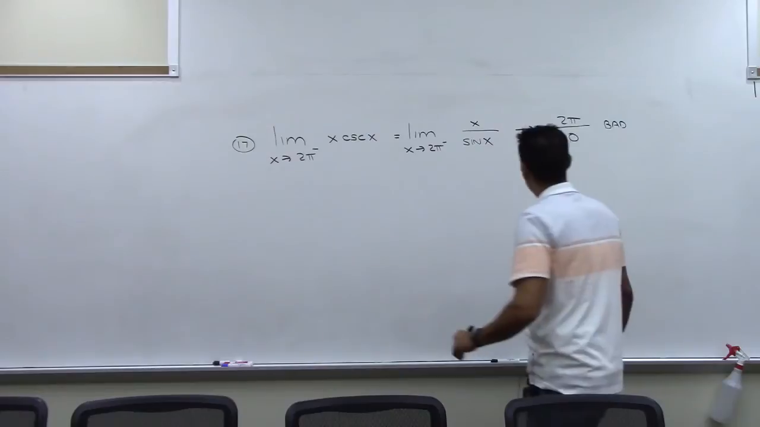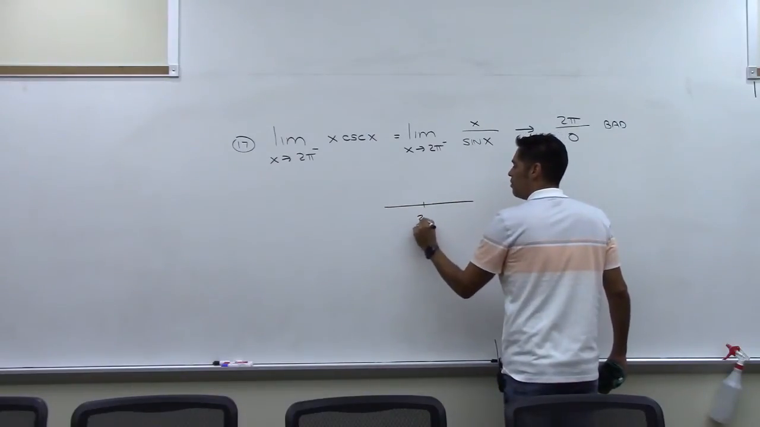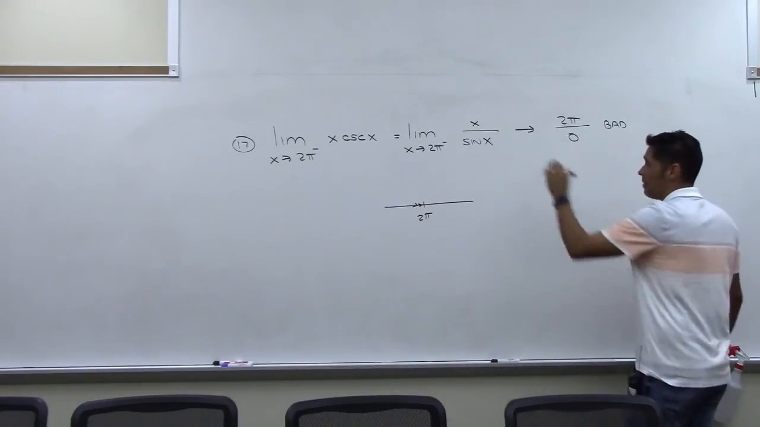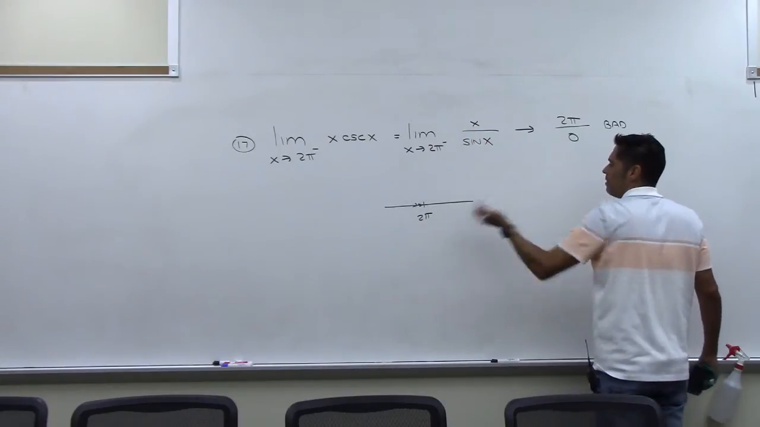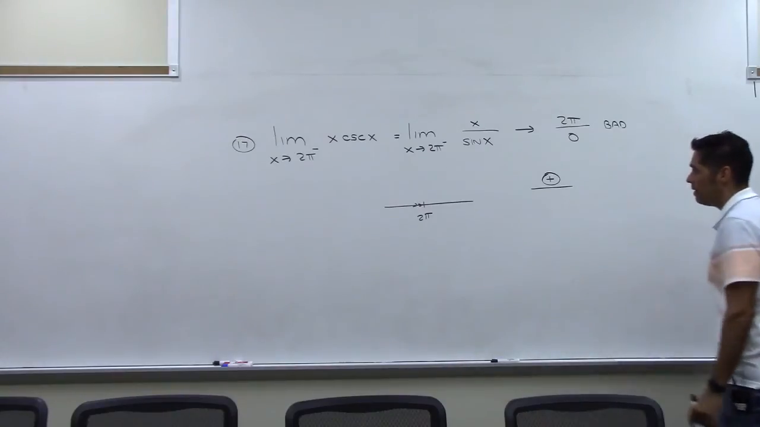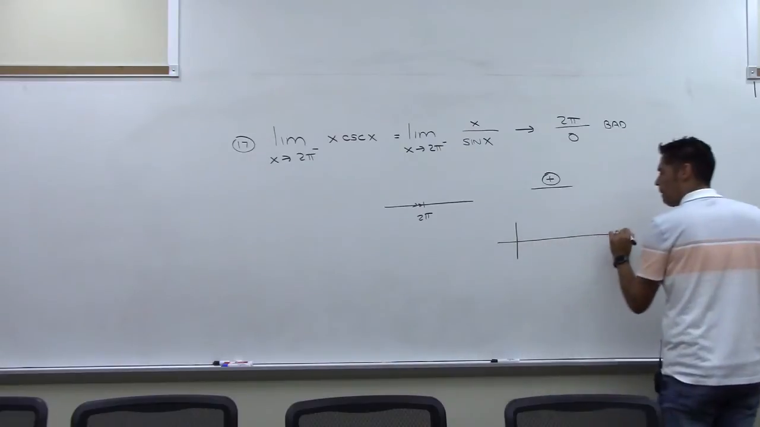So let me try and figure that out. I'm taking my number line. I'm approaching 2 pi from the left-hand side. So let's talk about the numerator. If this is approaching 2 pi, well, 2 pi is a positive number. I know the top is going to be positive, so I'm not really concerned about that. For the bottom, I'm going to need to look at the sine curve. Here it is.